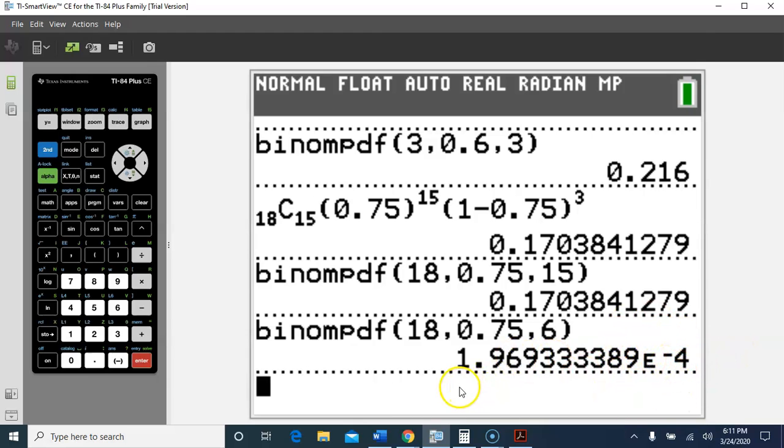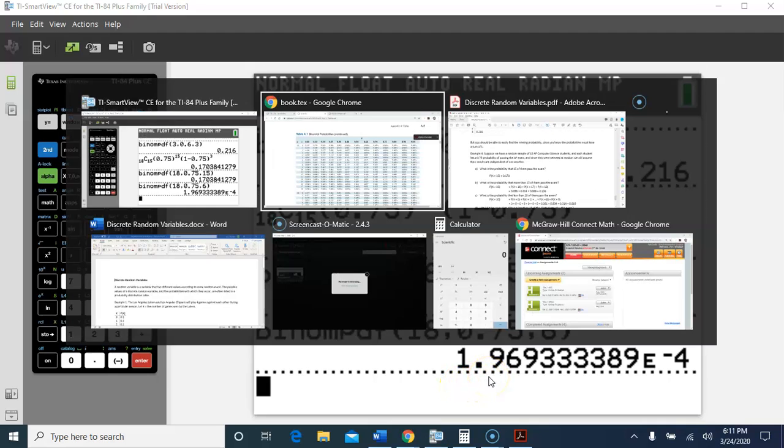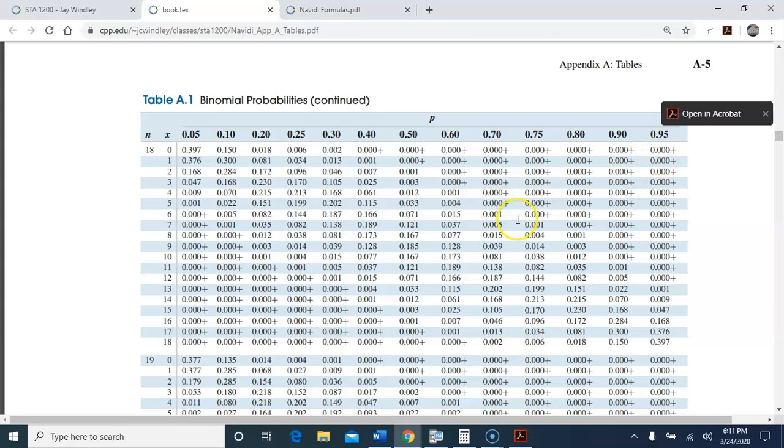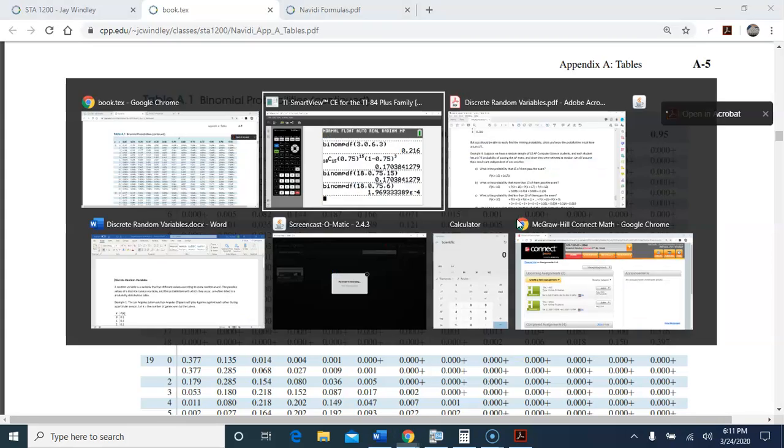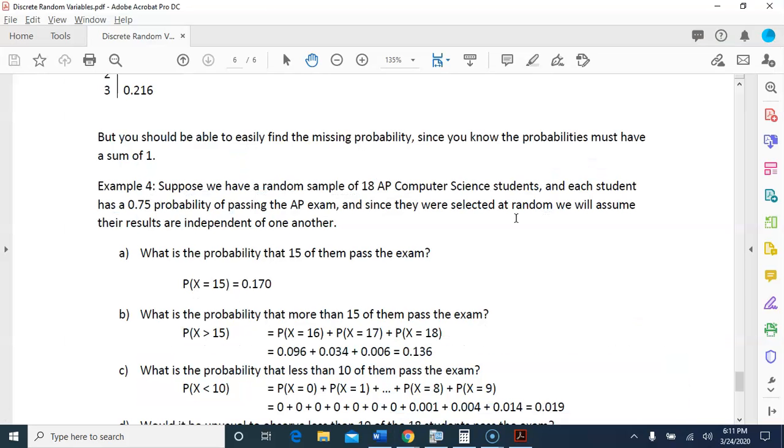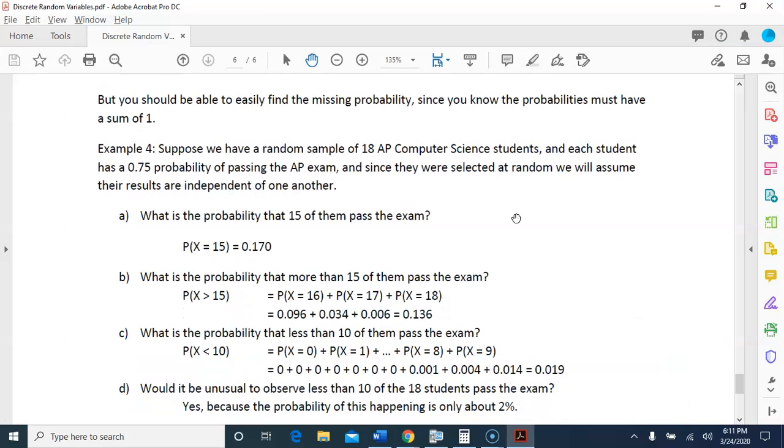So this is actually 0.00019, and because our table is giving us probabilities to only 3 decimal places, it appears on the table as though it is 0. Okay, the next question was, would it be unusual to observe less than 10 of the 18 students pass the exam? And we just figured out that that probability is 0.019, which is about 2%. So my answer would be, yes, this is unusual because the probability of this happening is only about 2%.